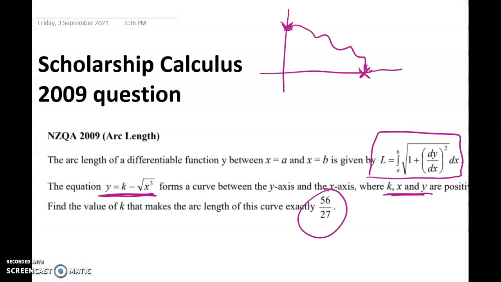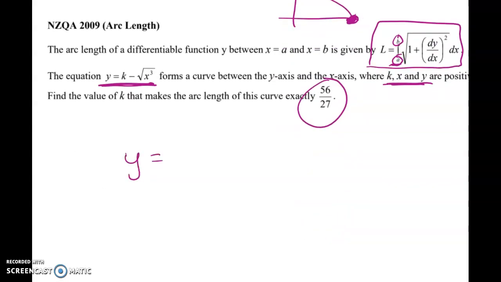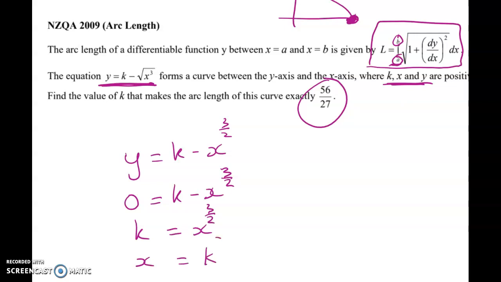So the first thing that we need to do is to figure out what this x value is here, right? We know that up here, x is equal to 0, right? But in my integral, we need to have these 2 limits. So we've got the bottom one, and now we need to find the top one. So at this point here, the value of the function is 0. So we're going to start off by saying y is equal to k minus x to the 3 over 2, and setting that equal to 0 gives us, well, k is equal to x to the 3 over 2, which means that x must equal k to the power of 2/3. So that's going to be my upper limit.